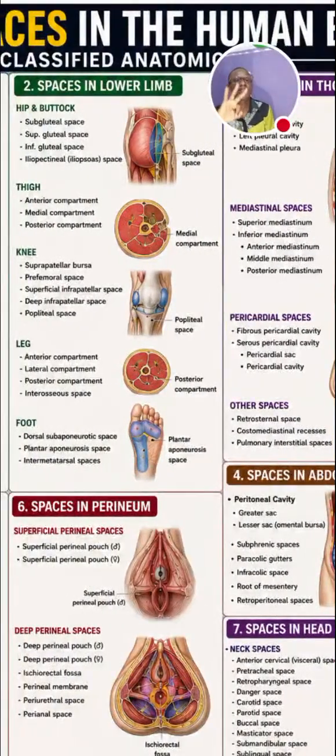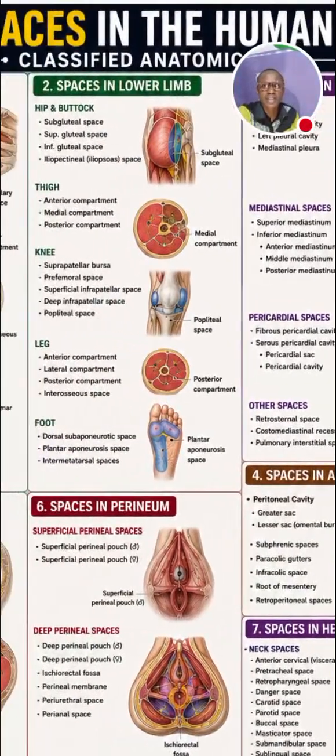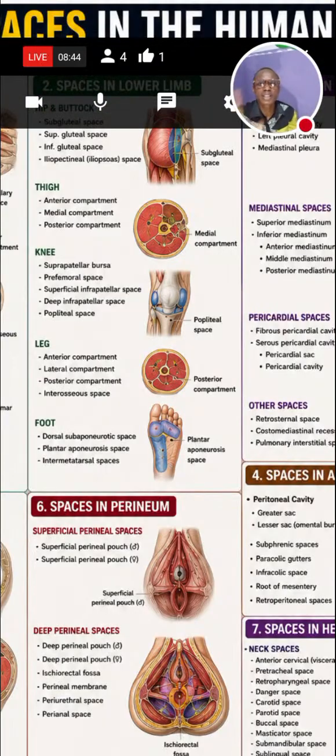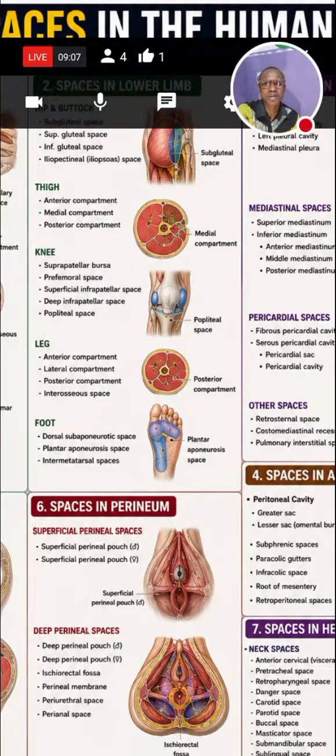Now look at it here in the lower limb. I've shown you 3 versions of the summary of the spaces. Now I'm going to zoom down. You can see these are the spaces in the lower limb. In the thigh, you can see the gluteal, subgluteal, inferior and iliopectineal spaces. So there are spaces in the buttocks. It's not only that the buttock is big, there are spaces there, cavities making it big like that. Okay, so let's move on.